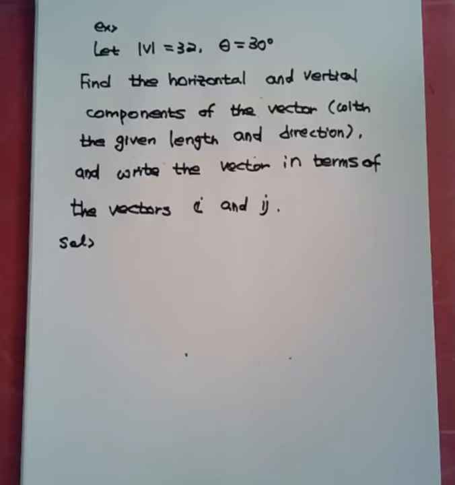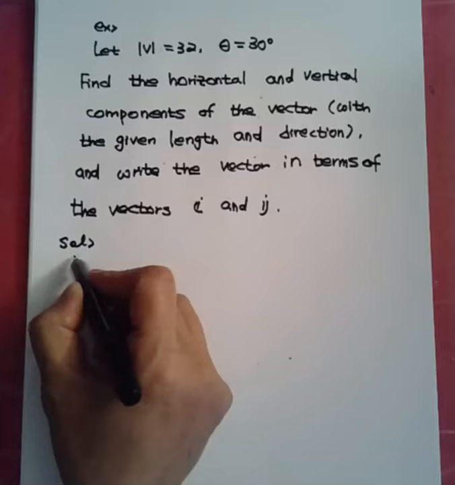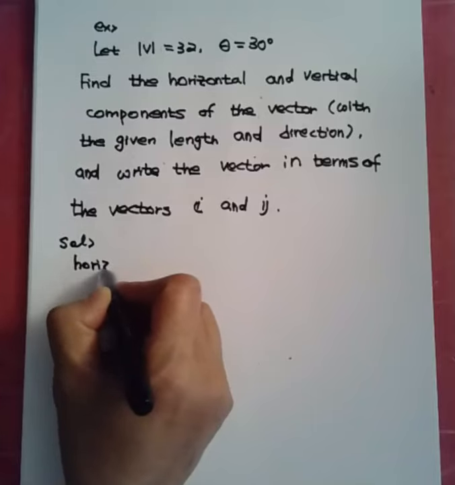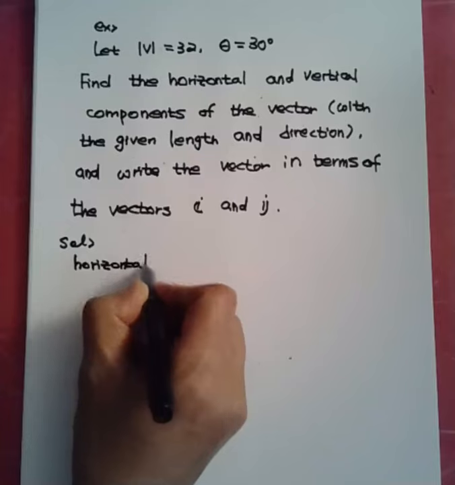In this problem, the magnitude of the vector is given. The magnitude of the vector is 32, and theta, which is the direction of v, is 30 degrees. We want to figure out the horizontal component and vertical component, and then we want to write the vector in terms of i and j. Let's figure out the horizontal component.